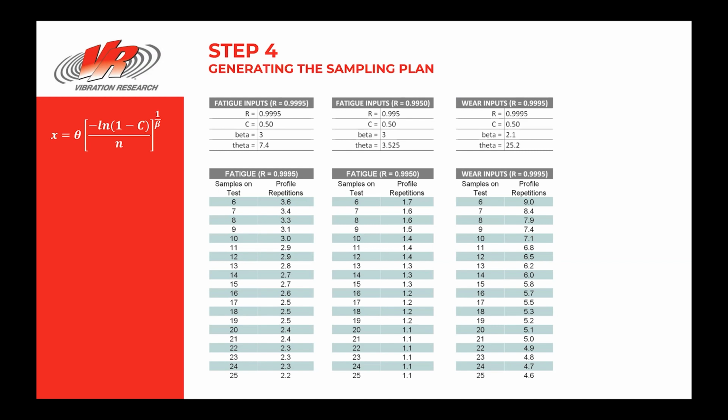We can see that higher reliability requires longer testing, which probably is not a surprise, right? Just going from R99.95 to R99.5, so just changing that third digit from a 9 to a 5, if I just look at 6 samples on test, for example, at 3 nines and a 5, it's 3.6 service lives I have to test to. At 2 nines and a 5, it comes down to 1.7.